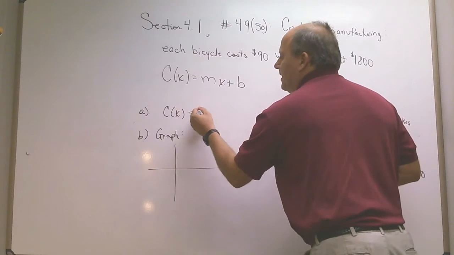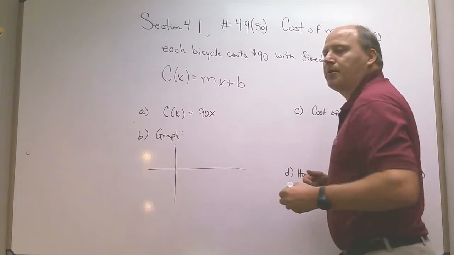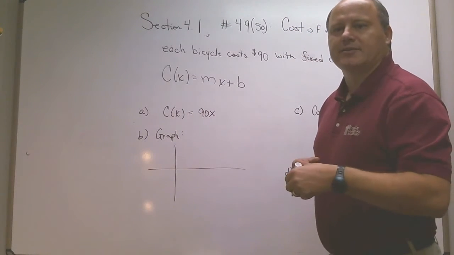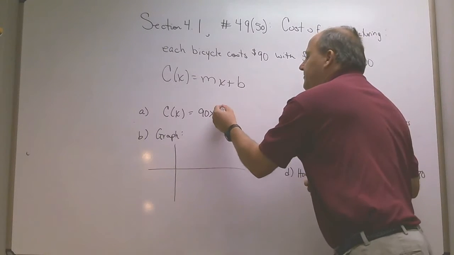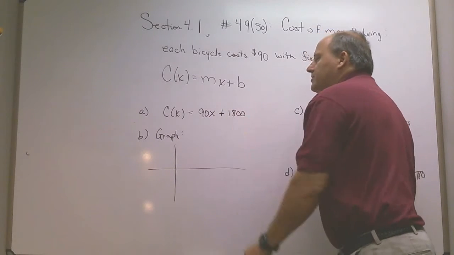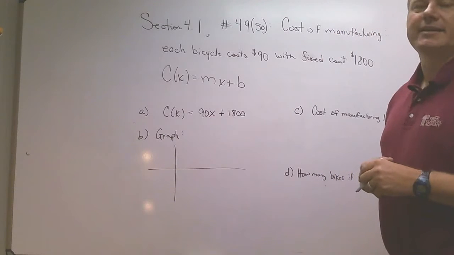So the formula would be 90x because it's $90 per bike. So if you have two bicycles, it's $180 plus the fixed cost of $1,800. So C of x equals 90x plus 1,800.